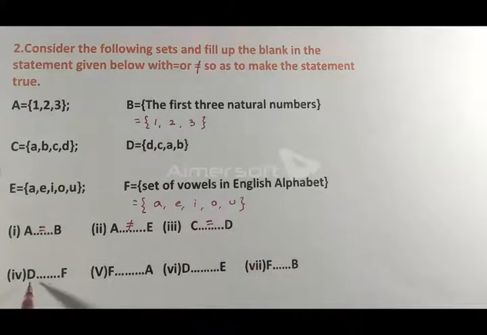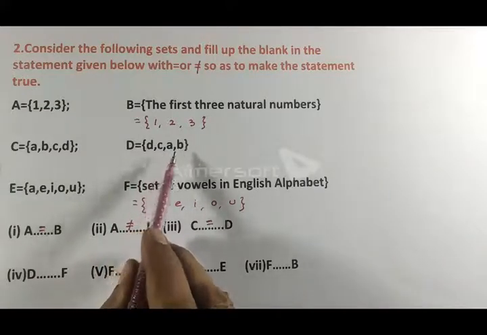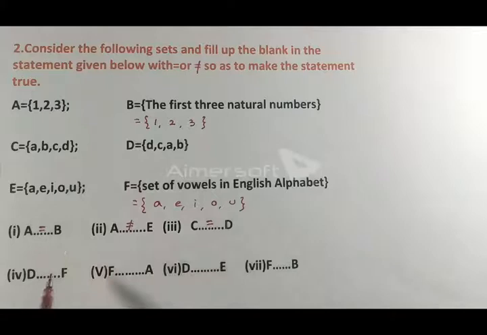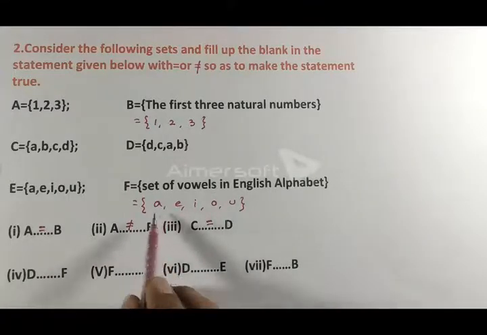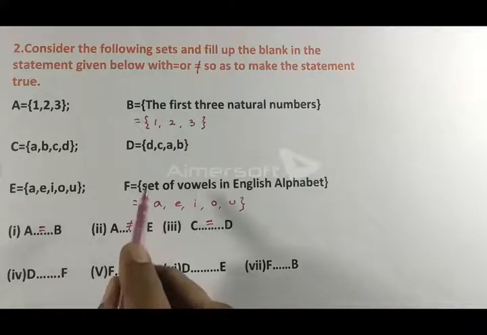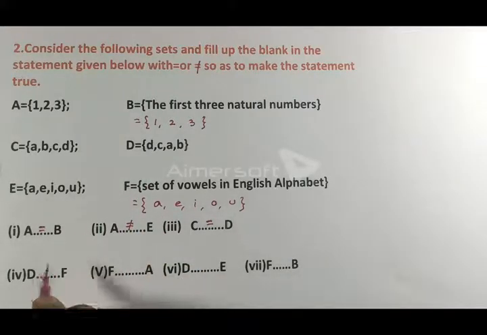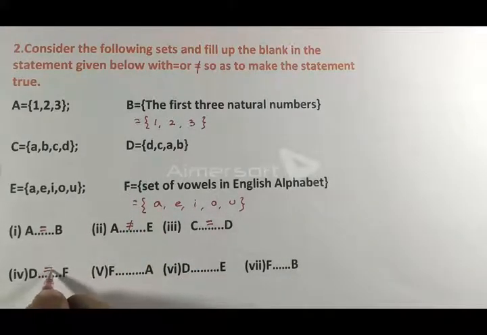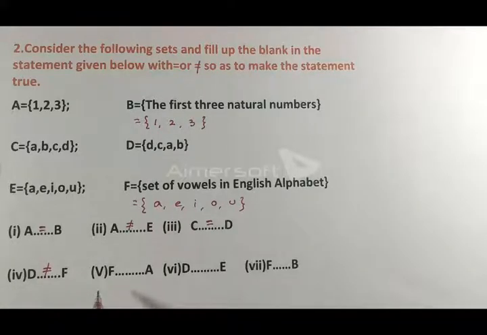Next, fourth one, D, F. Observe the set D. D contains A, B, C, D, four elements, and F contains the vowel letters of the English alphabet. So D may not be equal to F. So we can write D is not equal to F.